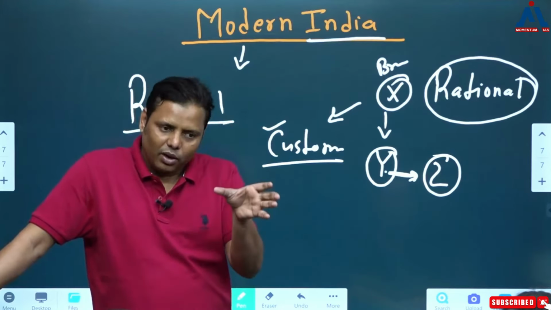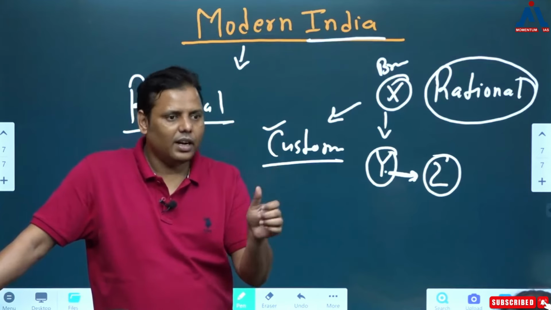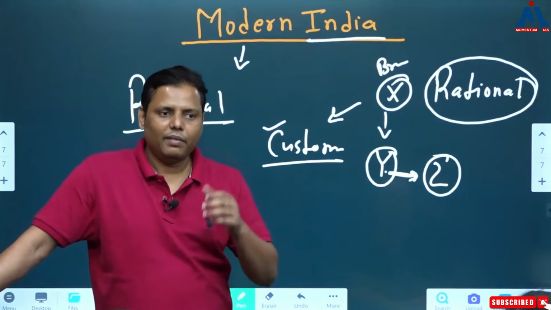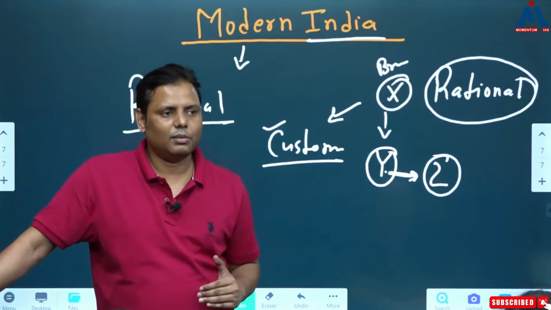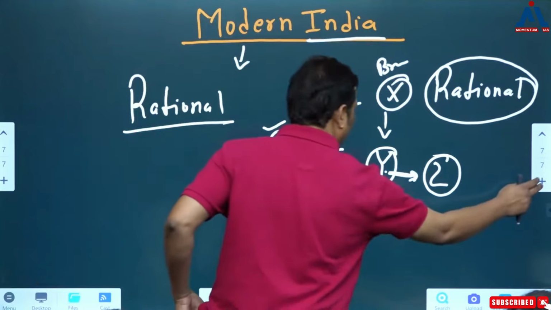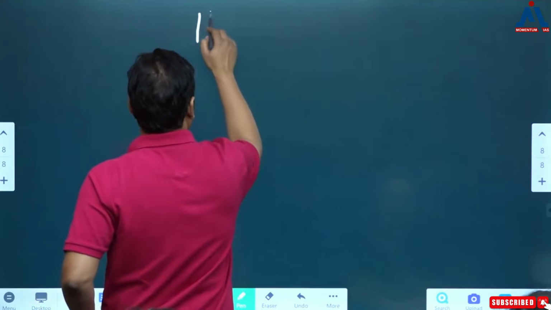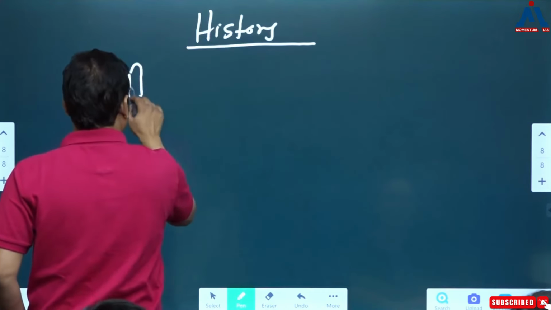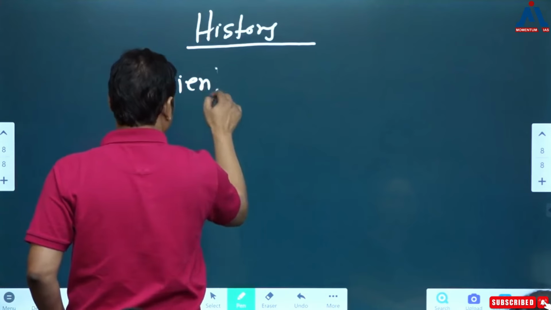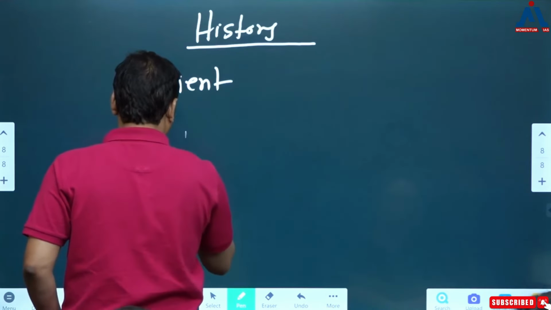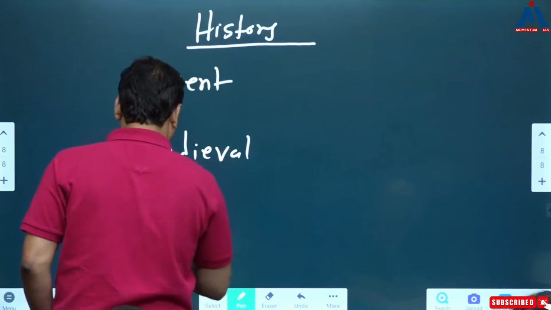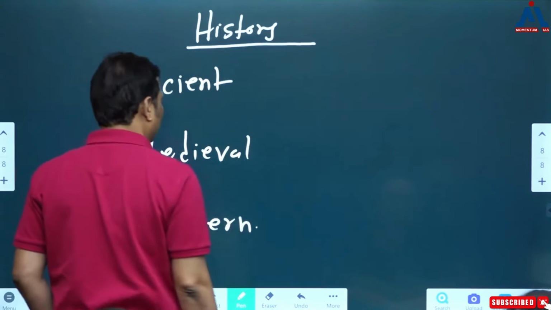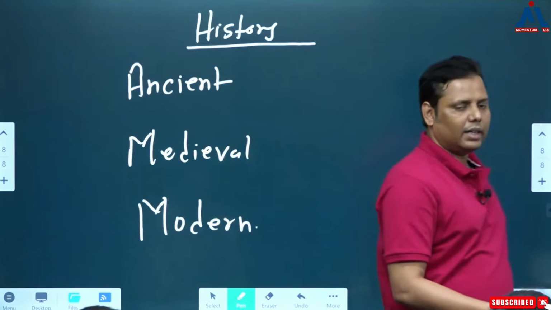So when we call any particular period the modern period, what is the biggest indicator of modernity? It is rationalism. If that period is rational, in that case it is a modern period. As you all know, Indian or any history is always divided into 3 parts, right? And what are these 3 parts? Ancient, then medieval, and then modern. So why do we divide the times in such a manner?